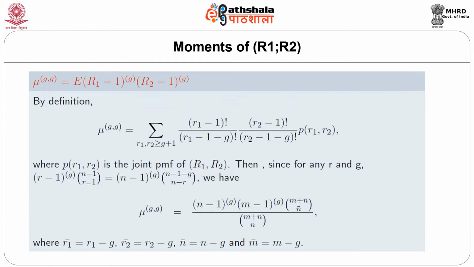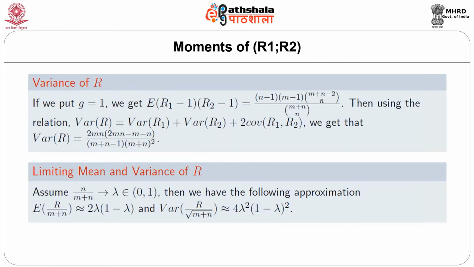However, r1 and r2 are correlated, so the sum of the variances of r1 and r2 is not the variance of r1 plus r2. So using some little algebraic manipulation, we find the joint factorial moment of r1 minus 1 and r2 minus 1, and using some expressions we get the desired expression.